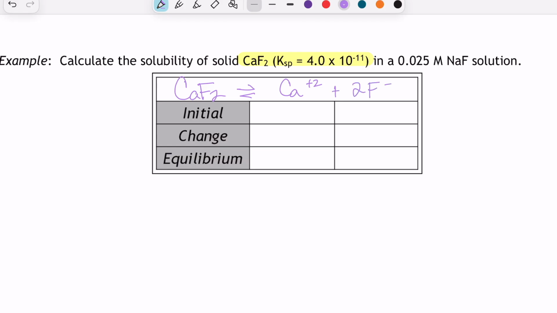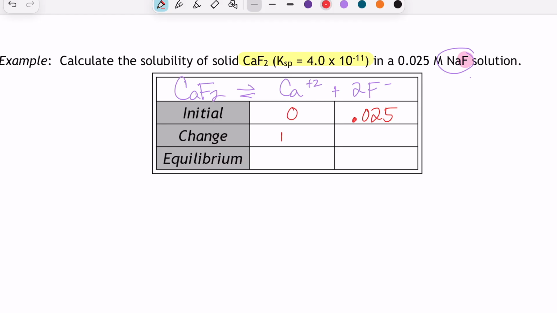Now, this solution of sodium fluoride is introducing F as our common ion. Sodium is a spectator ion, and sodium fluoride is completely soluble, whereas CaF2 is very slightly soluble. So in our ICE chart, that means we're starting with 0.025 molar of the sodium fluoride and 0 of the calcium.